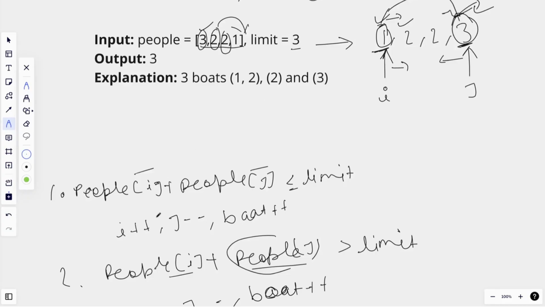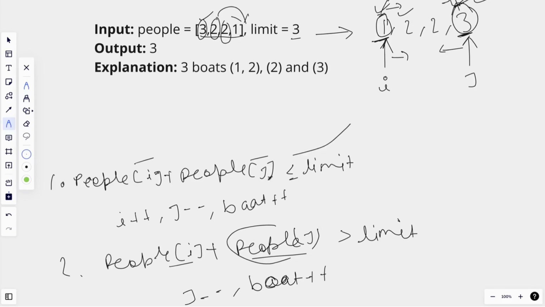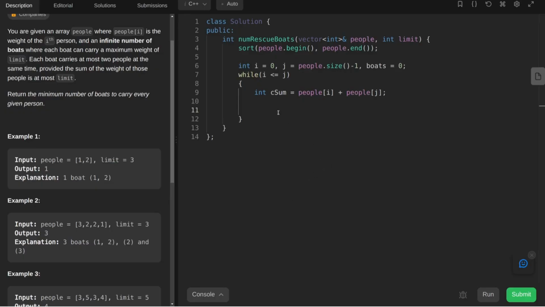If this current sum is smaller than or equal to limit, then this is our best case scenario, and I will do i plus plus, j minus minus and I will increase my answer. So if current sum is smaller than or equal to limit, then I will do i plus plus, j minus minus and boats plus plus. Else I will do j minus minus, and in each case I have to increase the boats count. So boats plus plus. At the end I will return the boats count. So return boats.